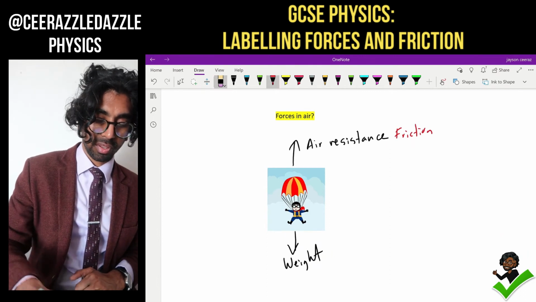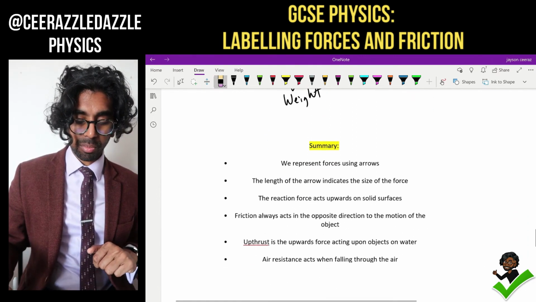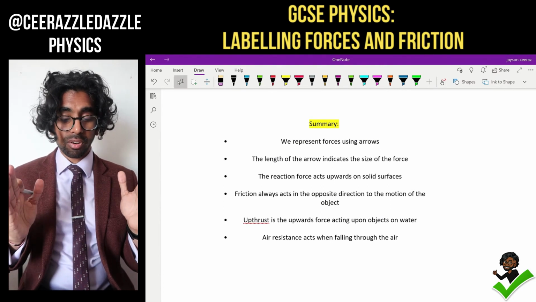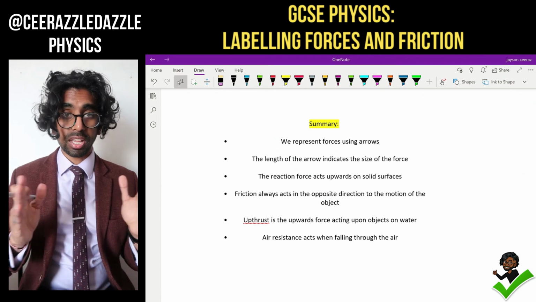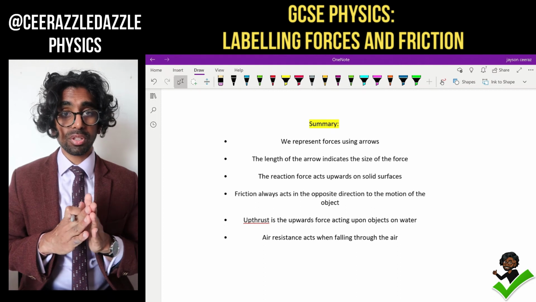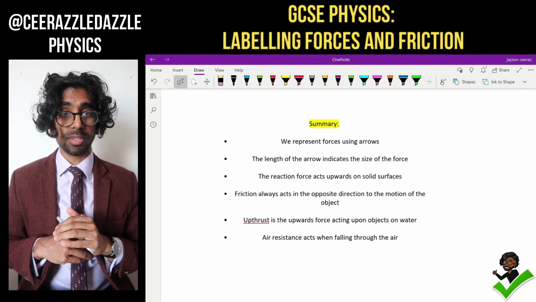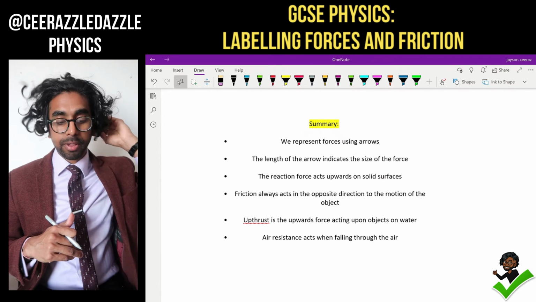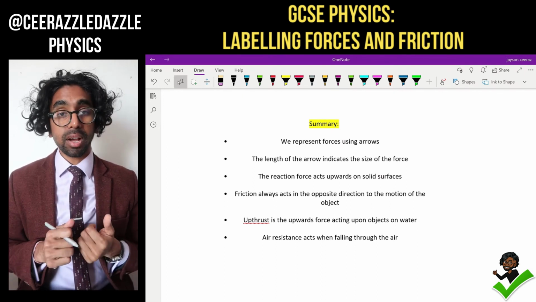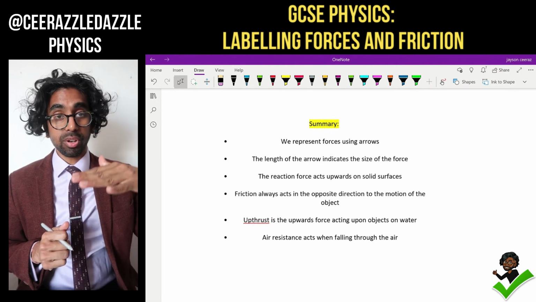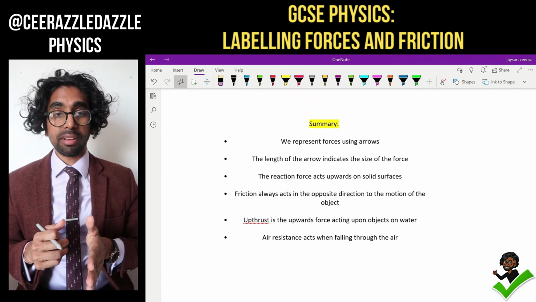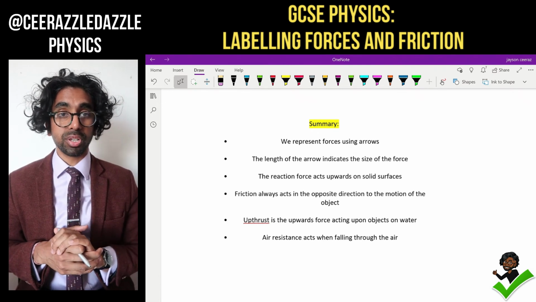Okay, there we go. So, summary. We can represent forces using arrows. The length of the arrow tells me the size of the force. So the greater length of the arrow, the greater the size of the force. The reaction force acts upwards upon objects on solid surfaces. And then we also have the friction always acts in the opposite direction to motion. And then the upwards force when you're on a liquid is going to be the up thrust. And when you're falling through air, we have air resistance, which is also pushing upwards.